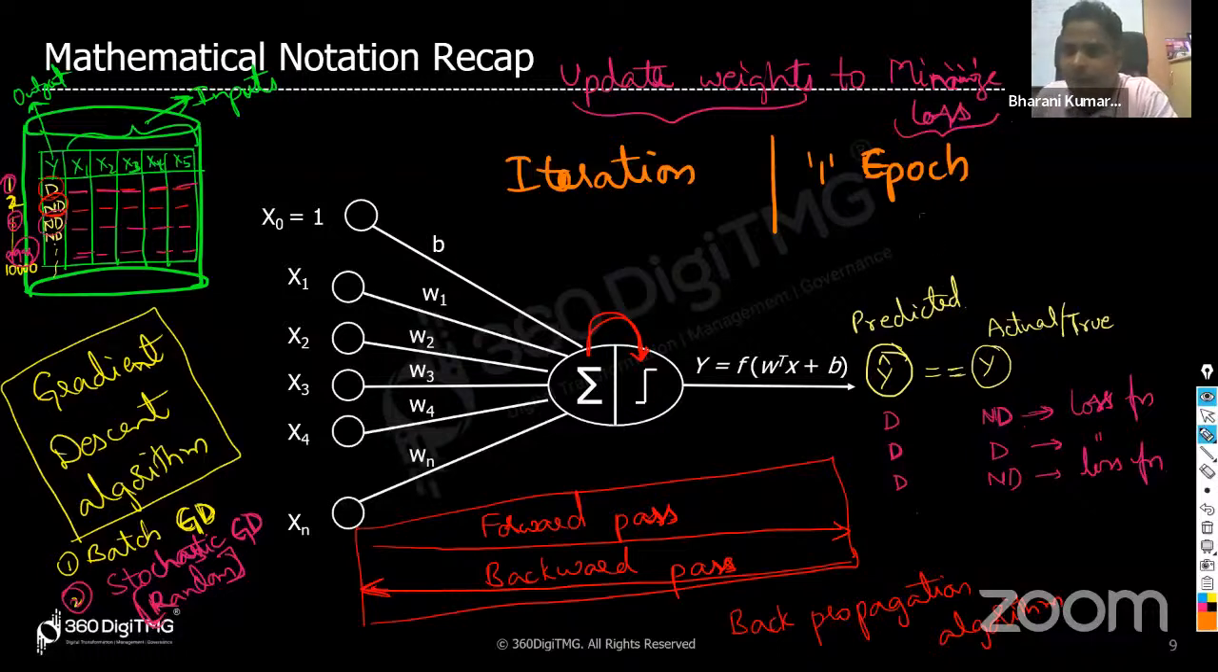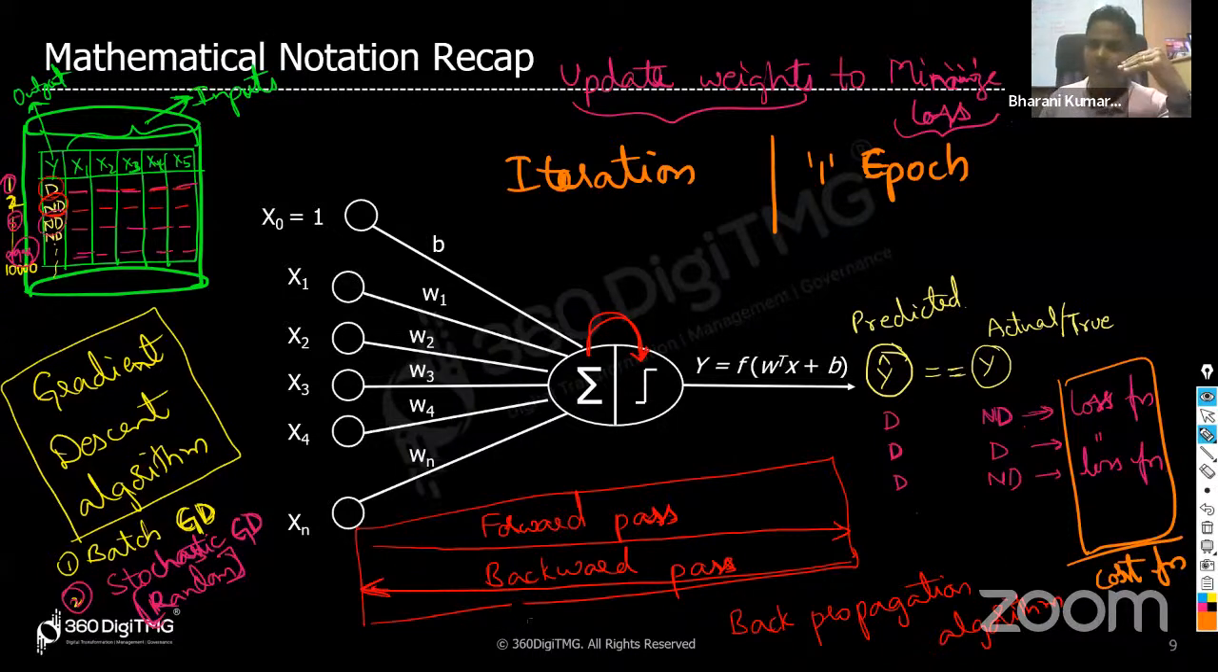And in one epoch, in batch gradient descent, you update the weights only once. Because what happens in batch gradient descent? You pass all the observations through your network, calculate all the loss functions, and then take an aggregation of that, which is called the cost function, and then one time come back and update the weights. So in batch gradient descent, in one epoch, you'll have only one iteration.